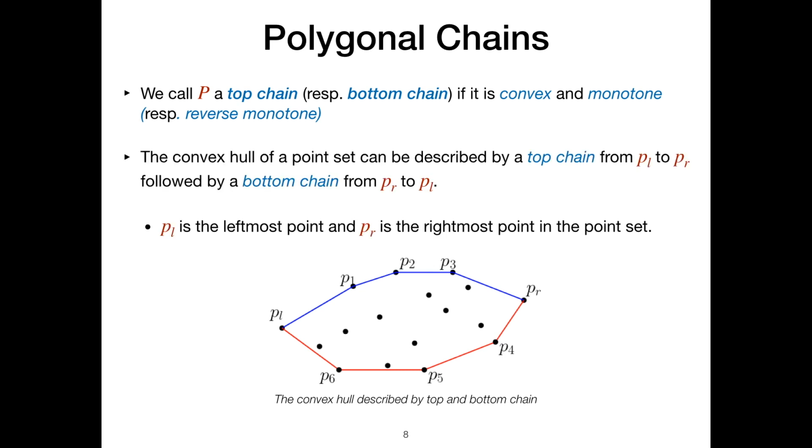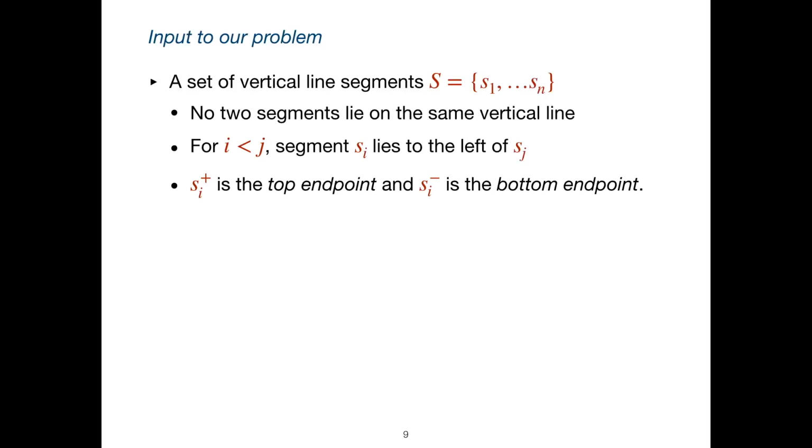Then the convex hull of a point set can be described by a top chain from PL to PR followed by a bottom chain from PR to PL, where PL is the leftmost point and PR is the rightmost point in the point set. Therefore, the input to our problem is a set of vertical line segments S. For simplicity, we assume that no two segments lie on the same vertical line, and the segments are ordered from left to right. We use Si plus to denote the top endpoint of a segment Si, and Si minus to denote the bottom endpoint.